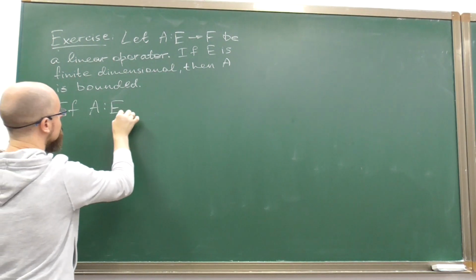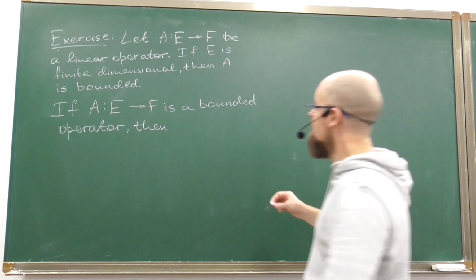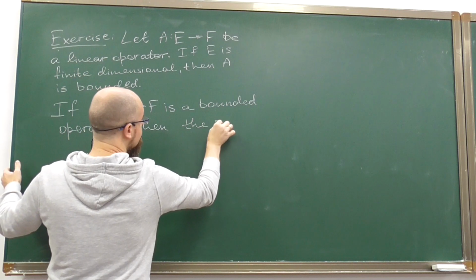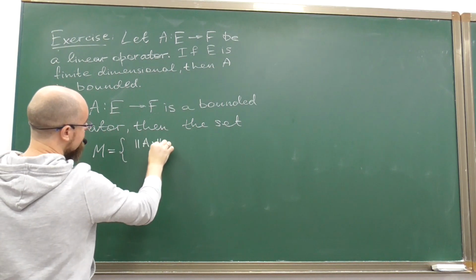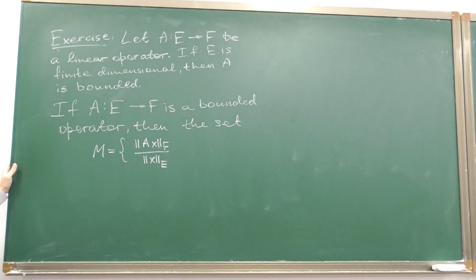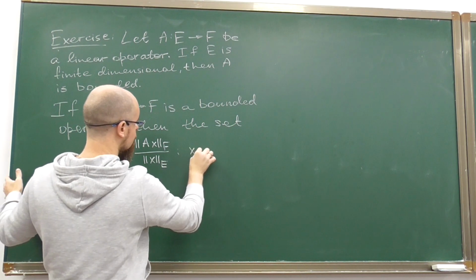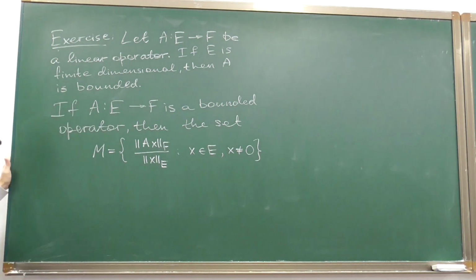So if A is a bounded operator, from the definition of boundedness, we can say that this set M, where I take the norm of Ax and divide it by the norm of x for every x from E, and of course we want x not equal to 0. This is a set of numbers, a numerical set. This set is bounded from above by a constant c from the definition of the bounded linear operator.